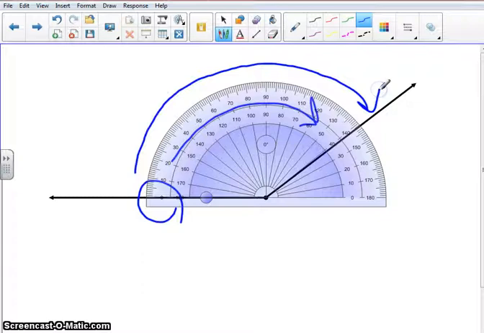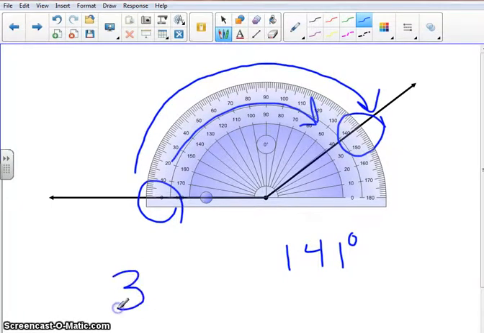I notice that I'm past 140 and I'm between 140 and 150. That looks approximately to be 141 or 142. You can be 2 degrees off in either direction, so either answer is okay. So for the number 3, please write the number 141 degrees on the back of your study link.